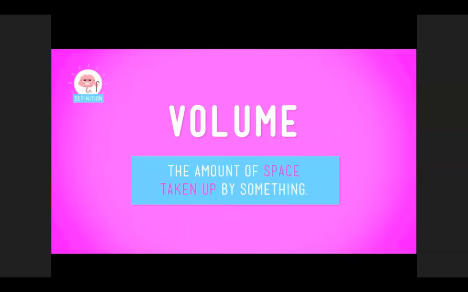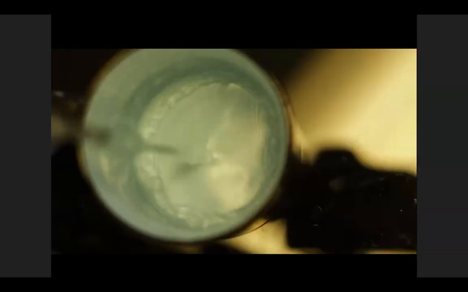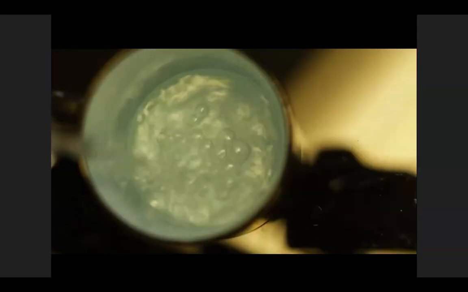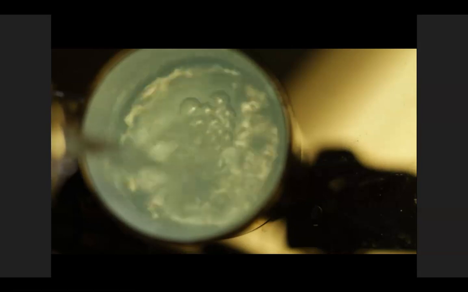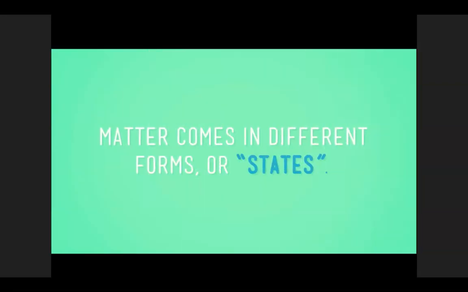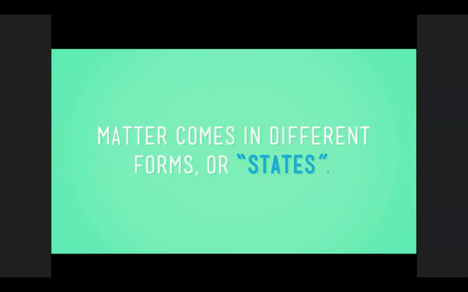As for taking up space, another way of thinking about it is that all matter has volume. It simply fills the area it's in. When you pour water into a glass, for example, the water's volume is the amount of space that it takes up in the glass. So all matter has volume and weight. But it sure doesn't all look the same. Well, that's because matter comes in different forms, or states.